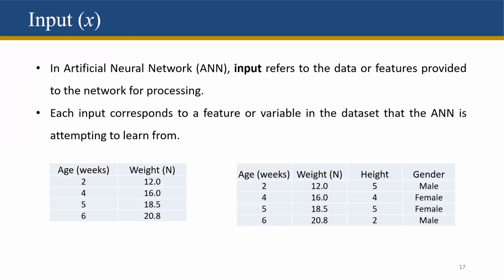First of all, the inputs. Now, in artificial neural networks, the input refers to the data or the features provided to the network for processing. So over here, x, or our inputs, are going to be some values that we got from the age and the weight. Each input corresponds to a feature or a variable in the data set that the ANN is attempting to learn from. So these are the variables, and these are the input features that we have. And that's what we see over here.